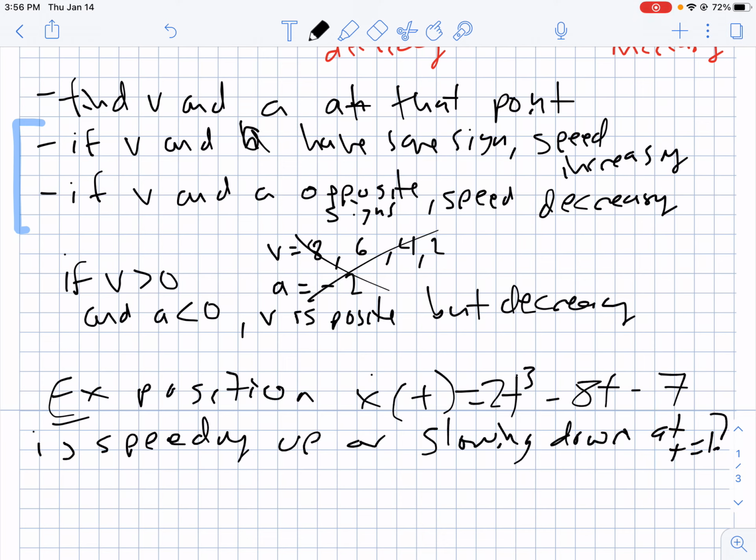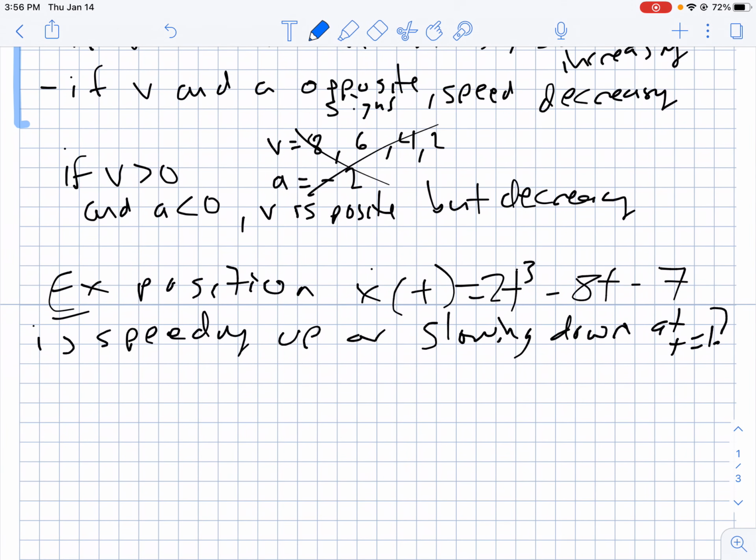Okay, and again, the way that you want to go ahead and find the answers to these problems is you just want to find the velocity at time 1 and you want to find the acceleration at time 1, and then just check the signs and see, are they the same signs or are they opposite signs? And that's what they're going to be looking for on the AP test.